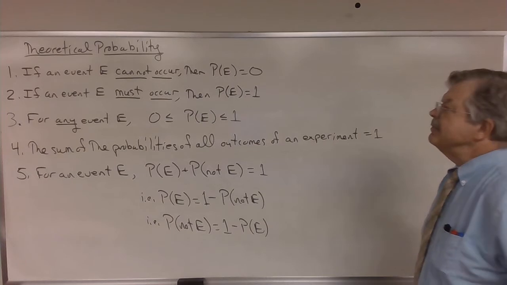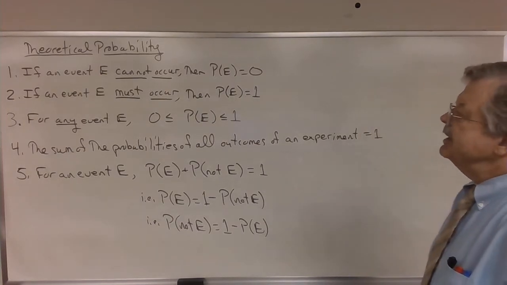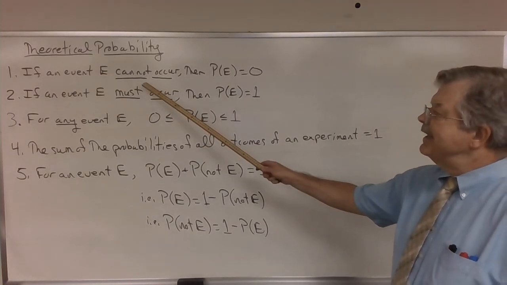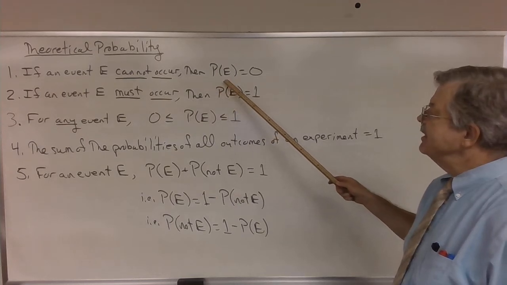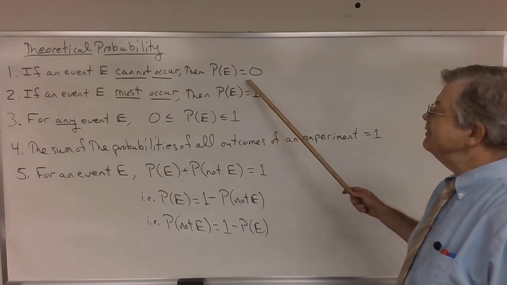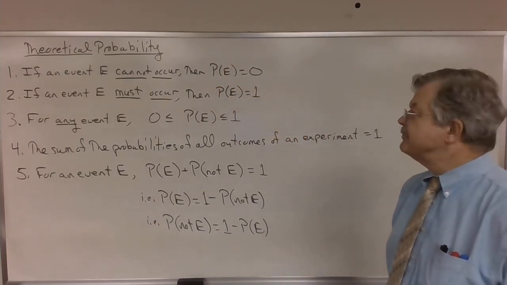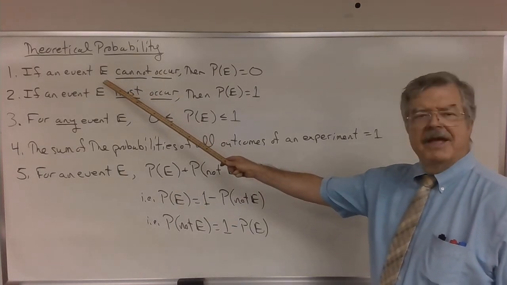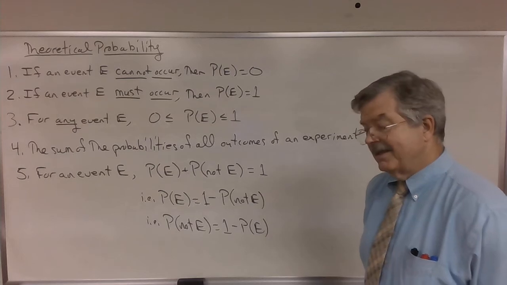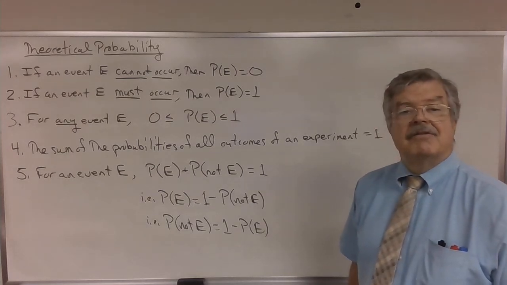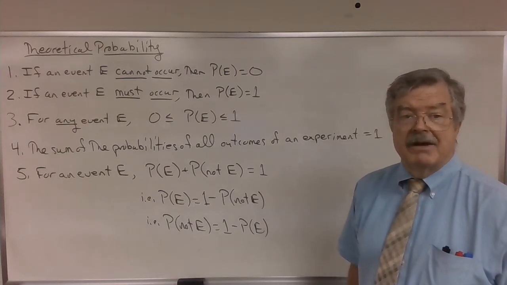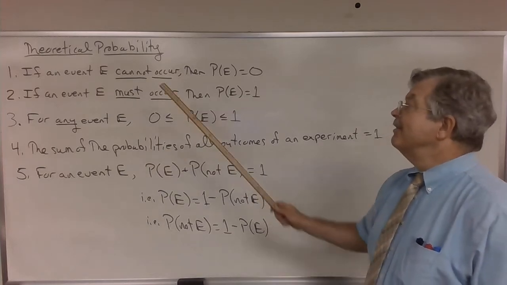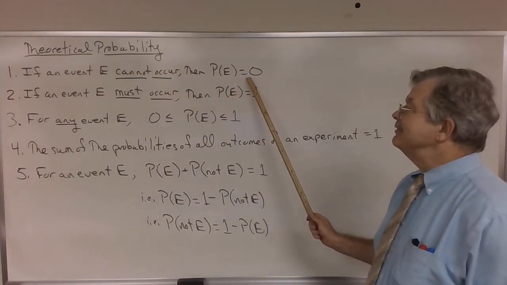Some more facts about theoretical probability. If an event E cannot occur, then the probability of E occurring is 0. So maybe an example of this is that E is the event that I throw a ball at the ground and I miss. The probability of that event is 0.